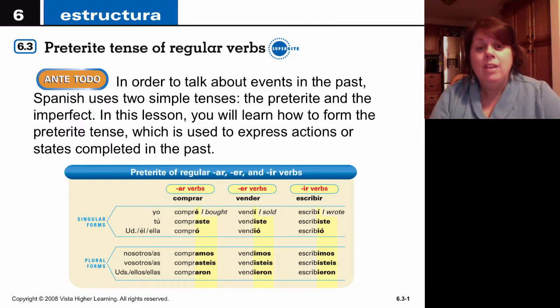Okay. And then the IR verbs are just like it. The endings are the same. Even the nosotros form is imos for ER and IR verbs. There's no emos in the ER verbs. Just remember that. When you're done writing all these down, we're going to move on to the next slide.